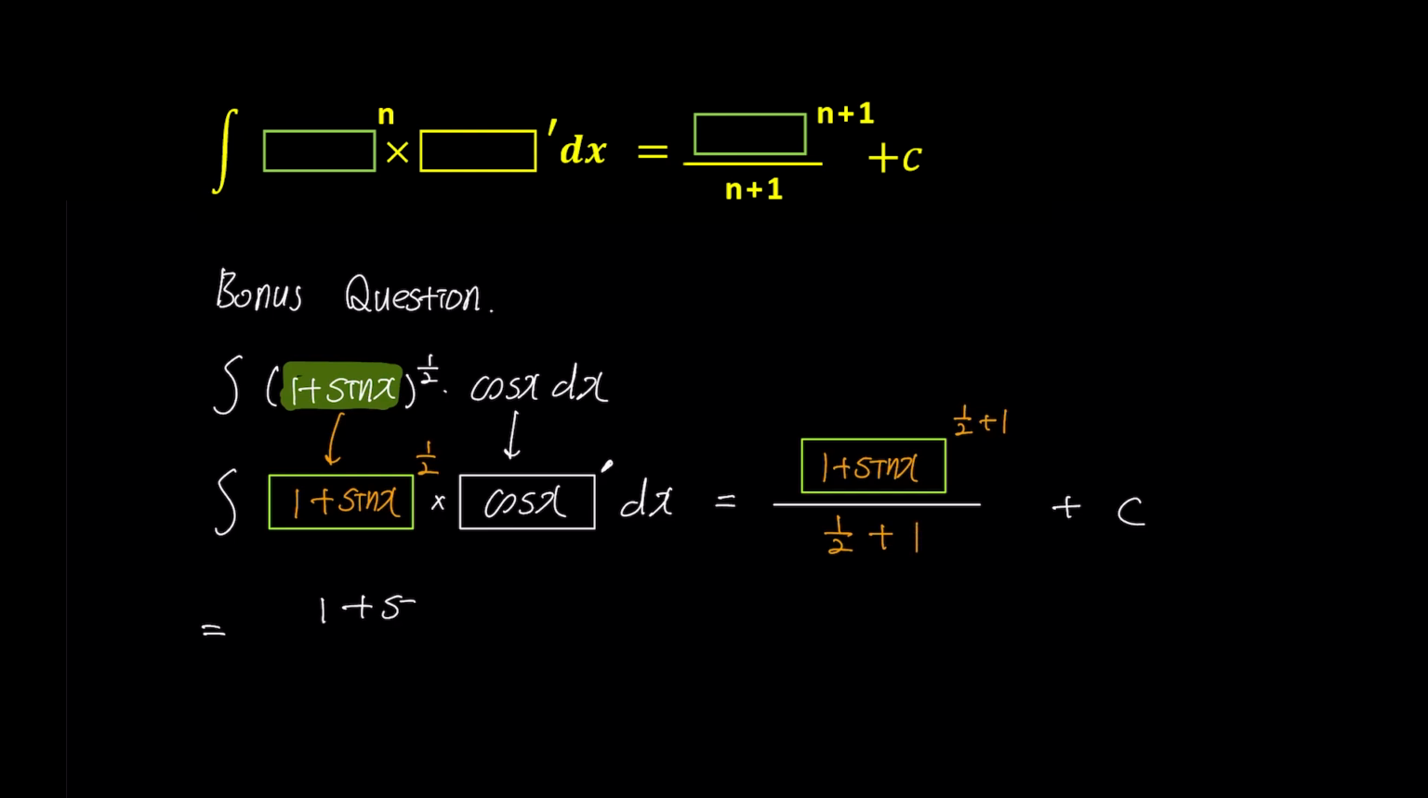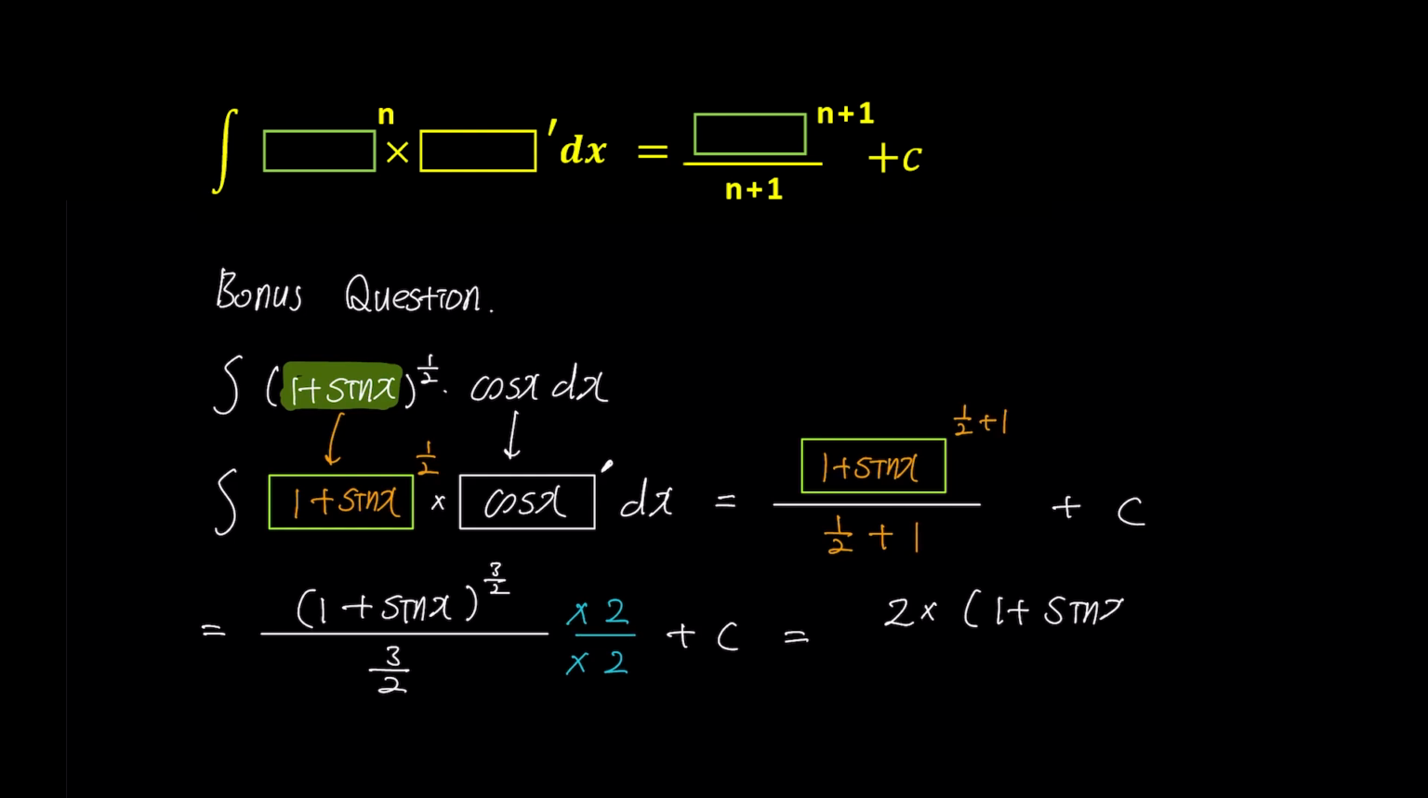Let's refine the answer a bit. To simplify the fraction in the denominator, let's multiply both the numerator and the denominator by the denominator value of 2. Then the answer becomes 2 times 1 plus sine x to the power of 3 over 2, over 3, plus c. Okay, we're almost done.